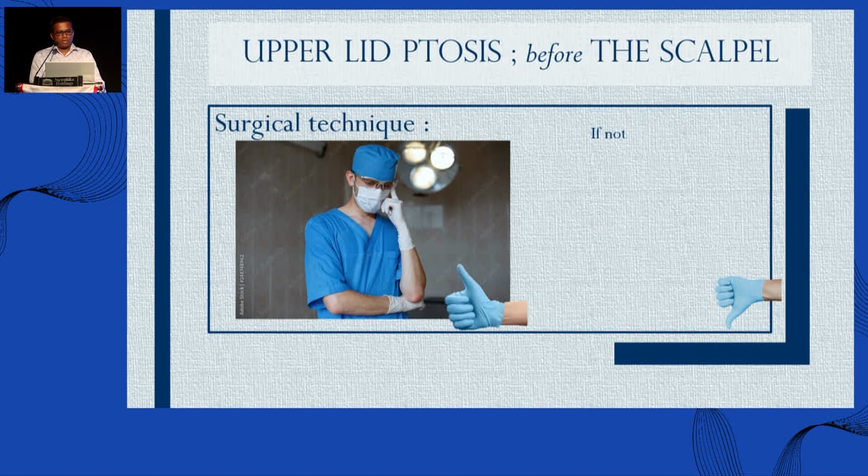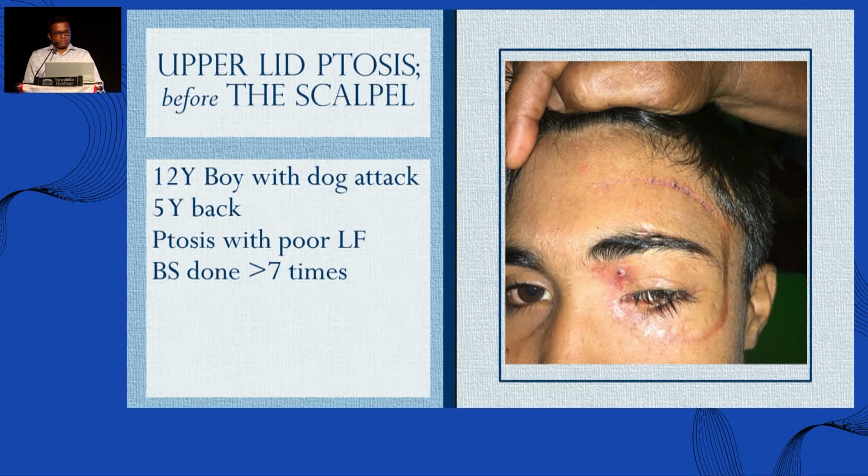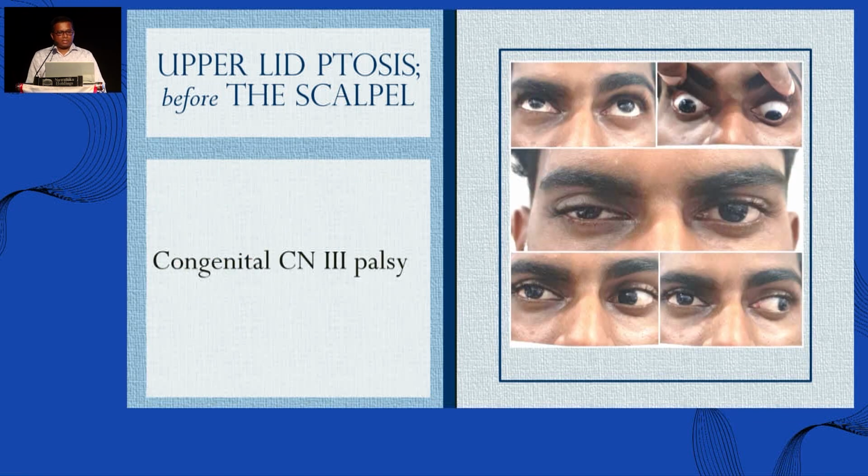If you don't do it properly, you will end up with problems. So this boy who had a dog attack, with poor levator function, had more than 7 brow suspensions, without noticing that he has a paralyzed brow due to the laceration on the lateral side, so it denervated the frontalis muscle. So there's no point doing brow suspension in this kind of patient. And this is another interesting case, congenital third nerve palsy. And if you miss this, you can have problems.